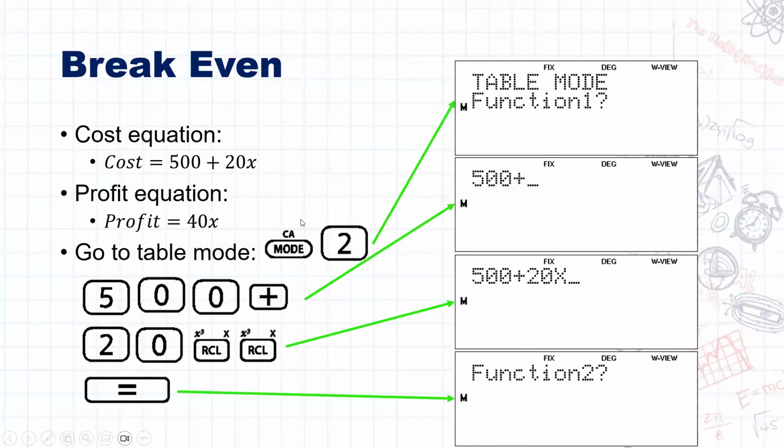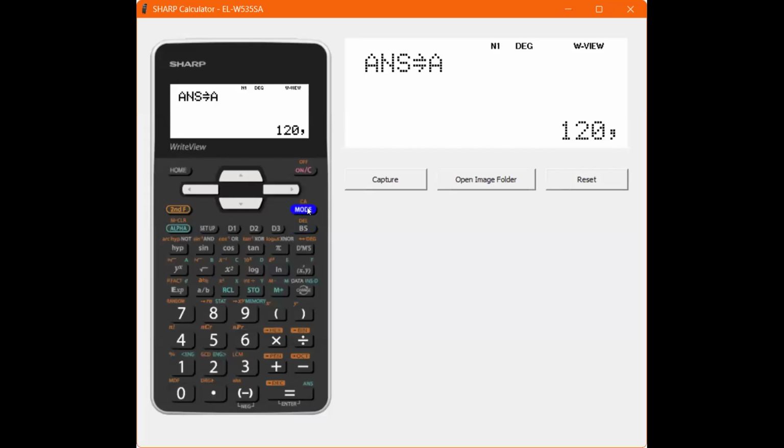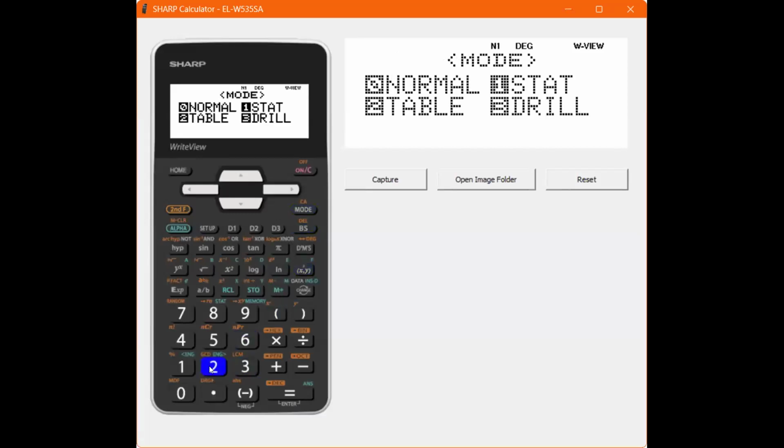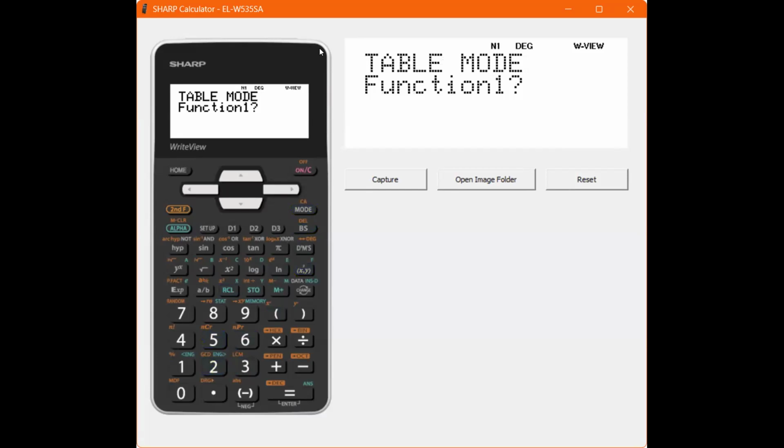Okay, so let's talk about break-even analysis. And to do that, I'm going to go and use my table. To get to my table, I press Mode and 2 for table. Now, let's say, for example, it costs me 500 Rand to rent equipment, and it costs me, what are we doing? Making cupcakes. Okay, so it costs me 500 Rand to rent the mixing bowls and an oven for the morning or whatever it is. And it costs me 20 Rand per cupcake that I make for all of the ingredients. Okay.